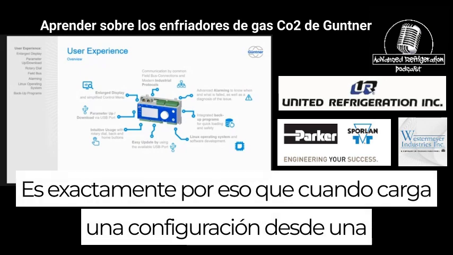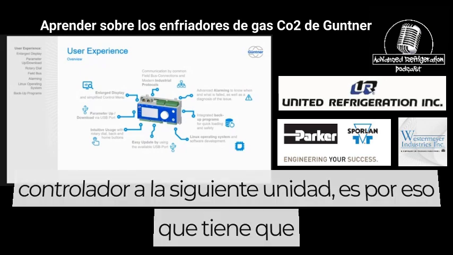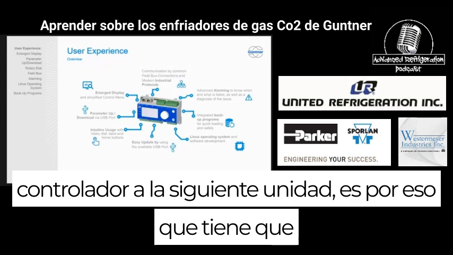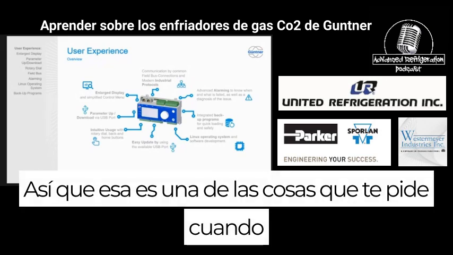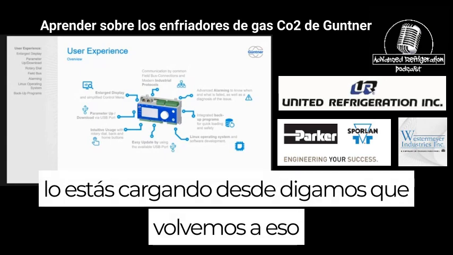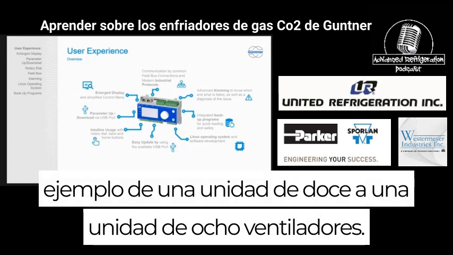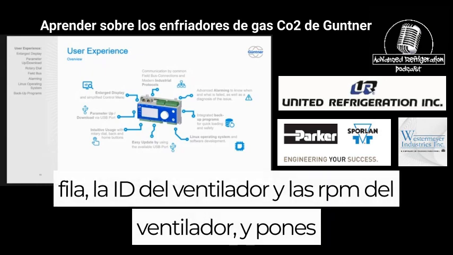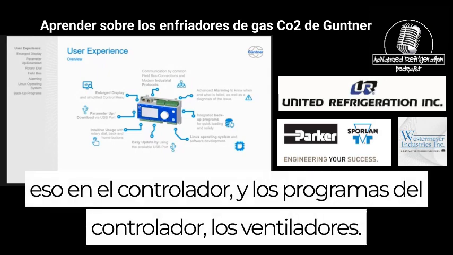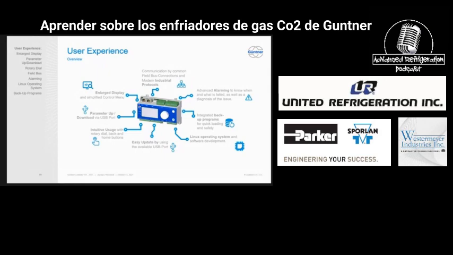That's exactly why when you load one configuration from one controller to a next unit, you have to tell it the fan ID and the fan RPM. That's one of the things it asks you for when you're loading it, let's say we go back to that example, from a 12 fan unit to an 8 fan unit. It's going to ask you for the fan count, the fan row, the fan ID and the fan RPM. You put that in the controller and the controller programs the fans.